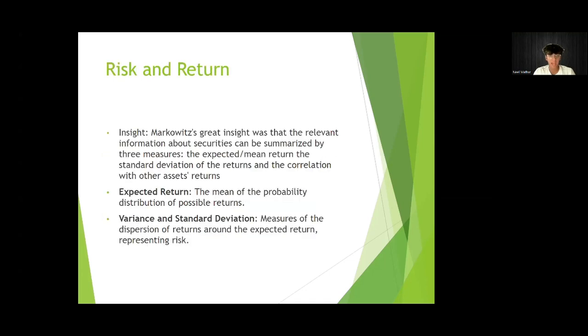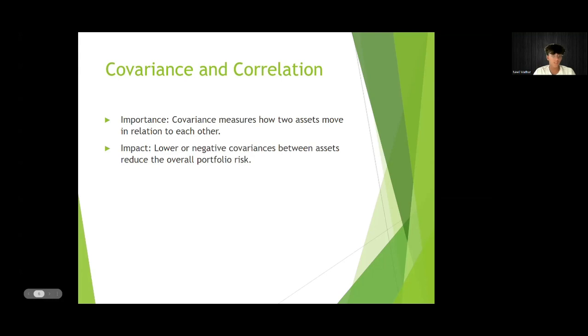Expected return represents the average return an investor anticipates from an investment. A higher variance or standard deviation indicates a higher risk, as returns are more spread out around the mean. Additionally, I'd like to highlight how Markowitz's framework simplifies the complex information about securities into these three critical measurements. There's also the idea of covariance, which is crucial in determining how combining different assets affects a portfolio's overall risk.